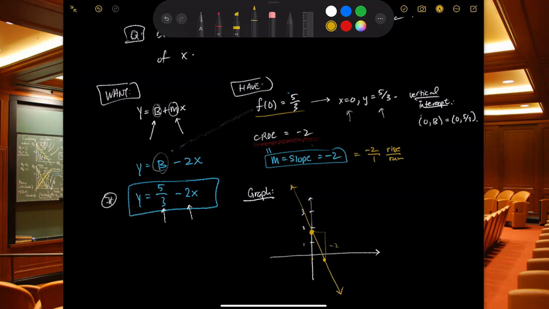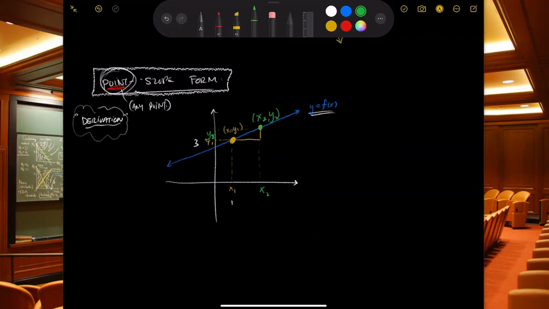All right, down 2 over 1, that's my m, and I knew that this value right here is 0, 5/3. So I know everything there is to know about this line, and it's represented right here in the formula. And that's true for every line as long as you can write it like this.